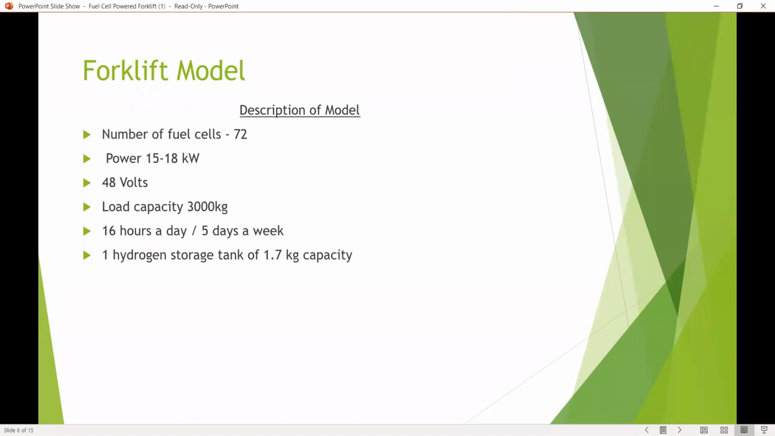The fuel cell for the forklift consists of a 72 fuel cell stack with a power output of 15 to 18 kilowatts. The load capacity of the forklift is 3,000 kilograms with a hydrogen storage tank with a 1.7 kilogram capacity.